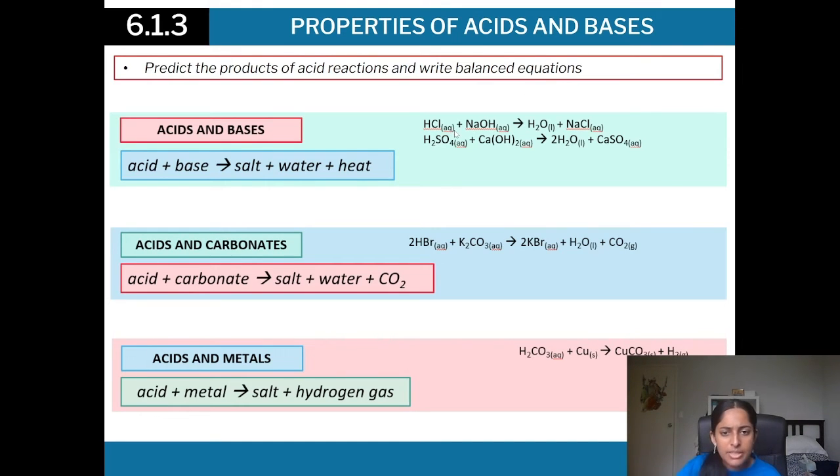For acids and carbonates, you produce salt, water, and CO2 gas. And then for acids and metals, you produce salt and hydrogen gas. So just be aware of the different products that you may be able to encounter. To test the presence of CO2, you would do the lime water test, and then for hydrogen gas, you can just use the pop test.